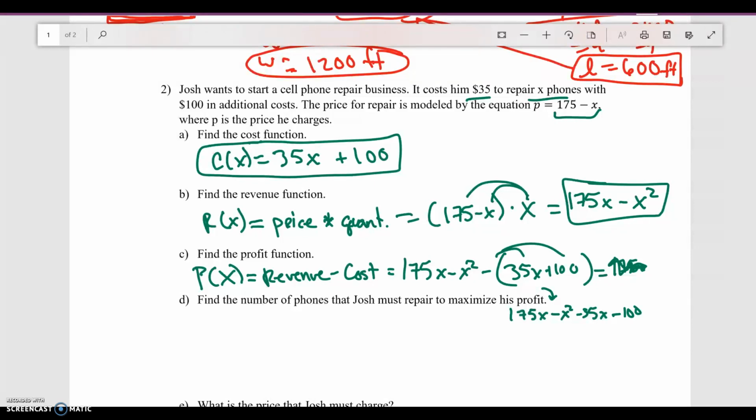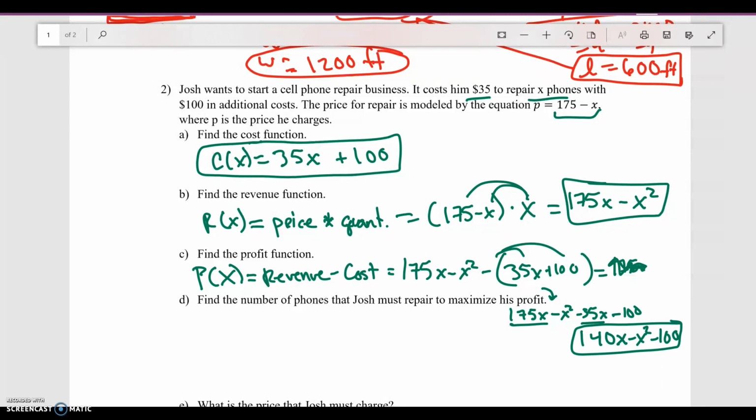Now all I have to do is combine these like terms. I take 175 and subtract 35 to get 140. Combining these two, I get 140X minus X squared minus 100. This is my profit function.